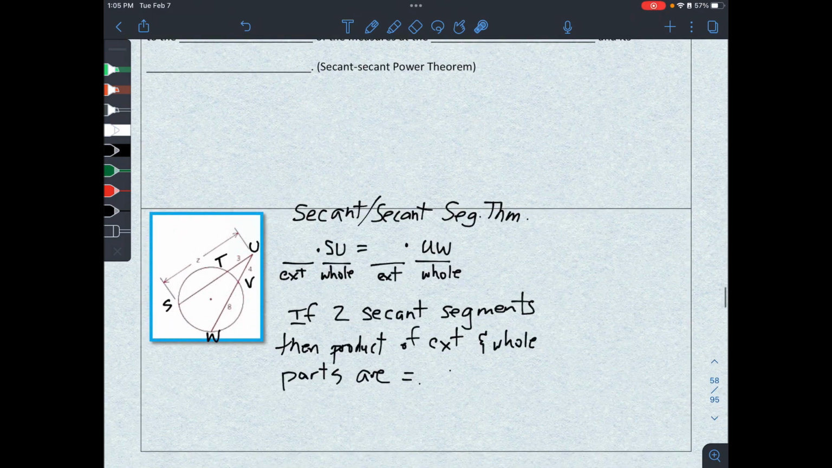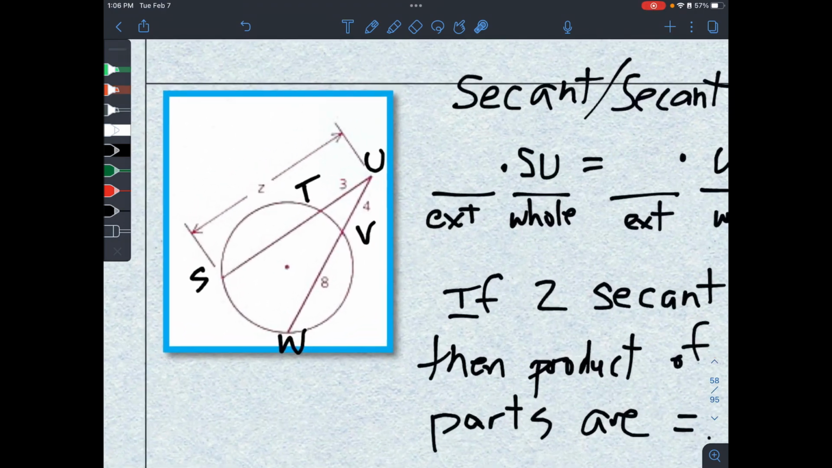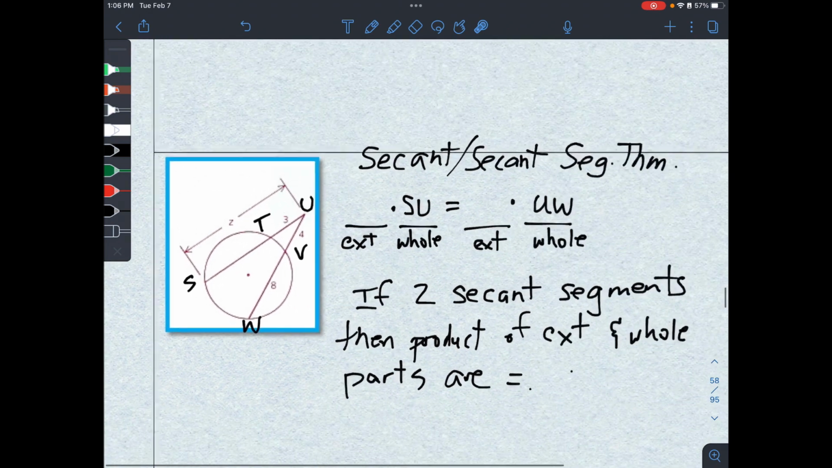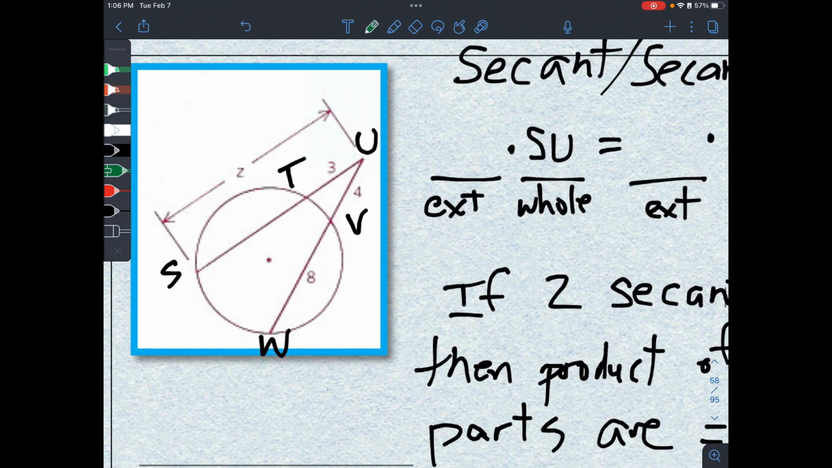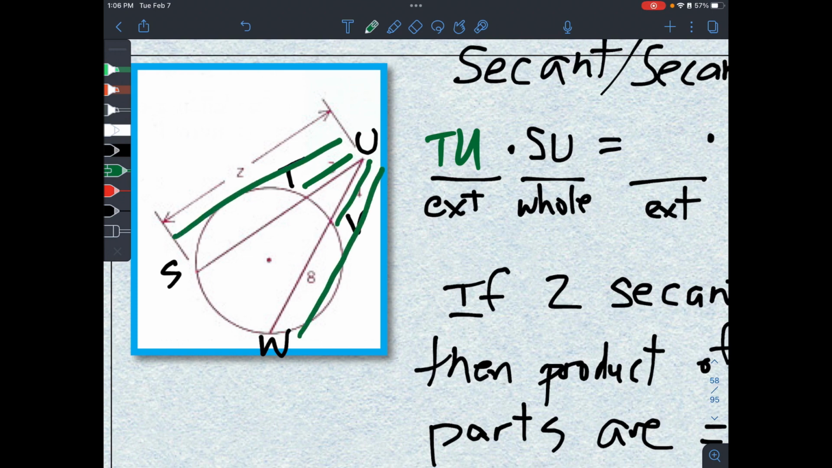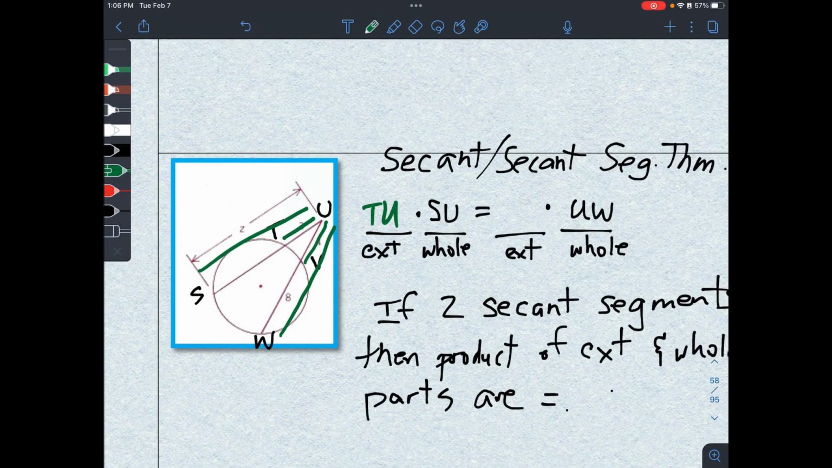The last theorem is called the secant-secant segment theorem. And here again, this is the secant-secant segment theorem. So this says if you have the external part, TU, times the whole piece, SU, it will equal the external part times the whole. So in this case, it would be UV times UW.